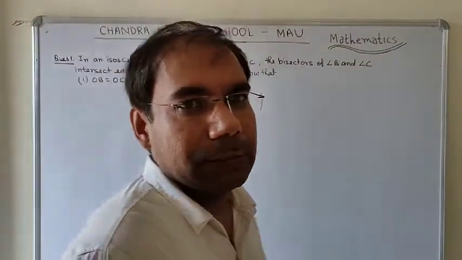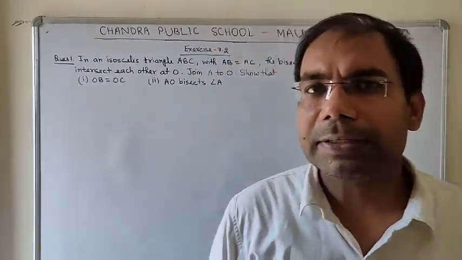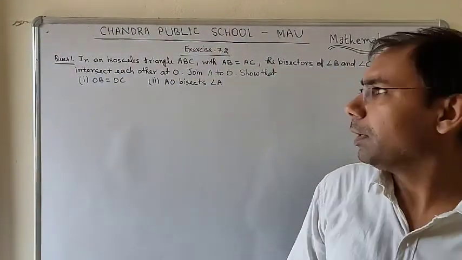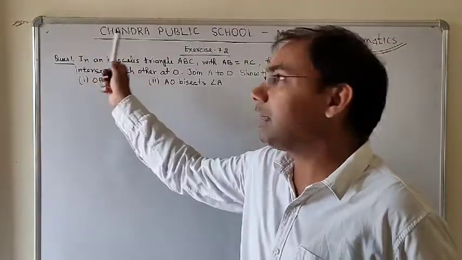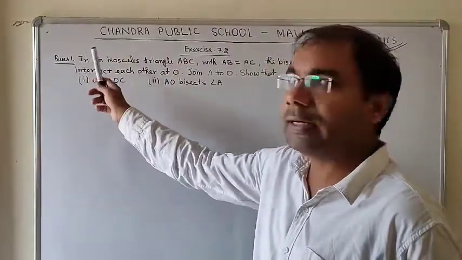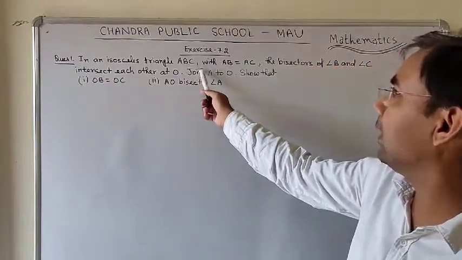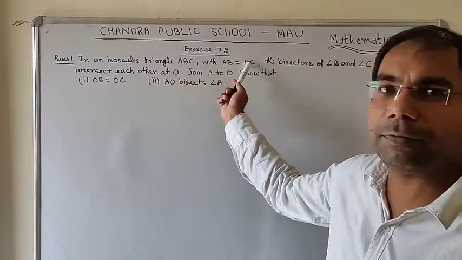So now welcome once again students, and today I will start exercise 7.2. Here I have written question number 1 of exercise 7.2. In the question it is given that in an isosceles triangle ABC with AB equal to AC.